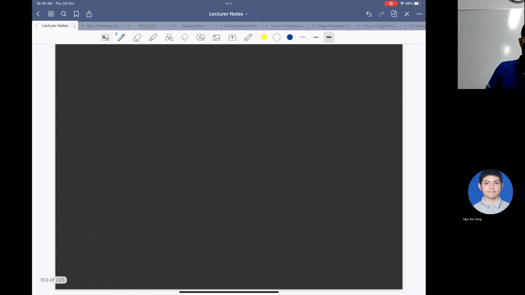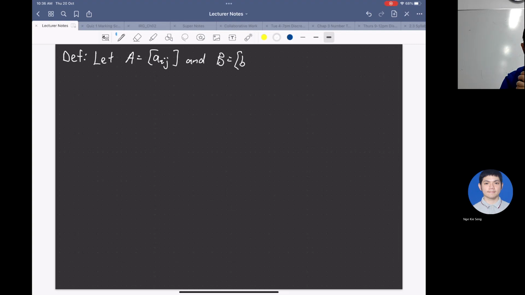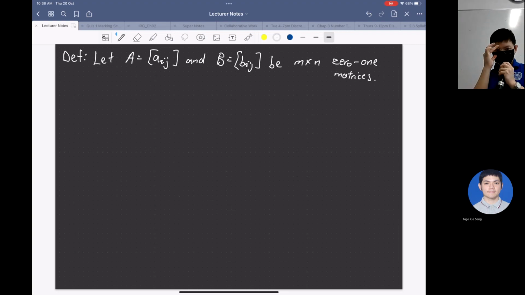We're going to do similar things again. So we can add two 0, 1 matrices together. Let A and B be 0, 1 matrices. You can imagine we can add them together, and we can also multiply them together. But we introduce these two new definitions here.